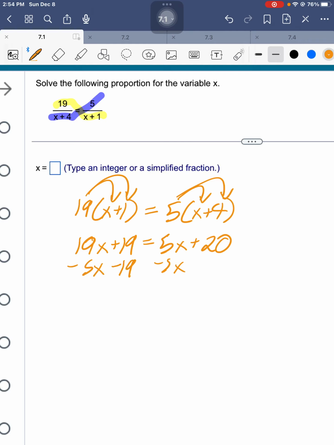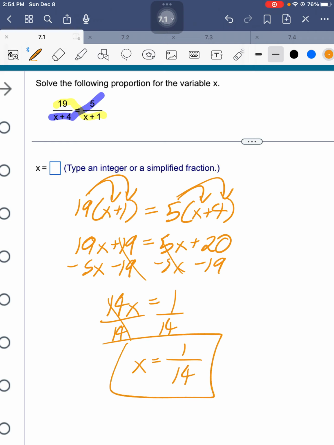Okay? Minus 5x on this side, minus 5x on that side. Minus 19 here, minus 19 here. I'm going to have 14x equals 1. So my x is going to be 1 divided by 14. Okay? I'm just double checking to make sure I did everything correct.